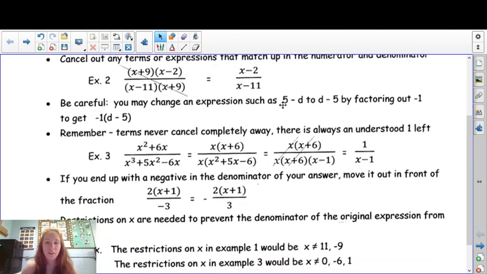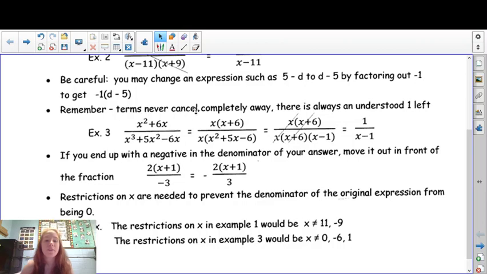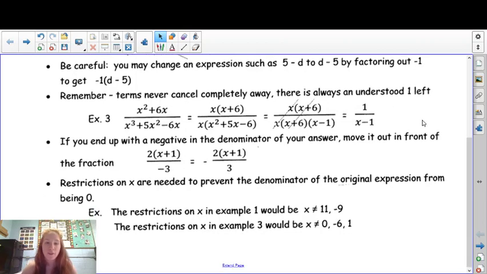Remember, you may change an expression such as 5 minus d to d minus 5 by factoring out a negative 1. Remember, terms never actually completely cancel away. There's always an understood 1 left over. So remember, 3 divided by 3 is still 1. It doesn't just disappear and no longer exist.